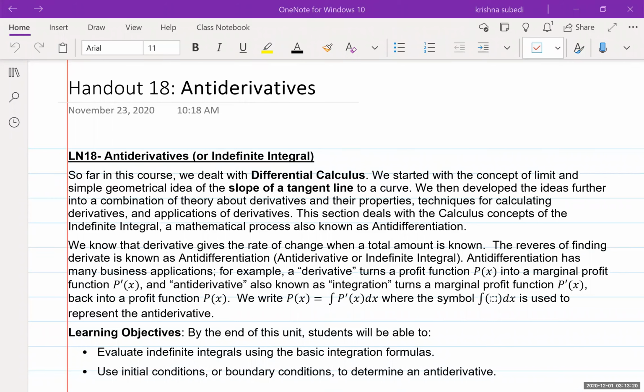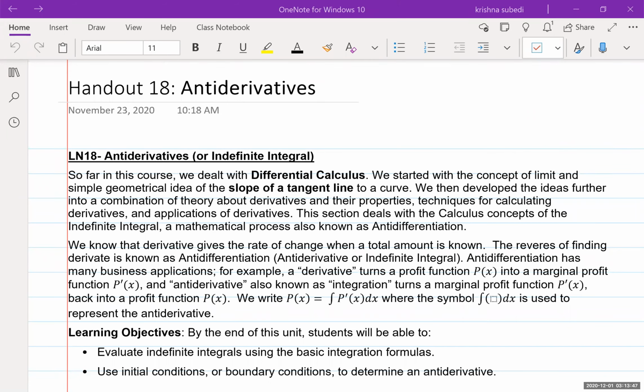Okay, so today we'll be talking about antiderivative. In this course so far, we focused our attention on derivative. In today's lesson, we will focus our attention on just the opposite process of derivative, that is what we call antiderivative.